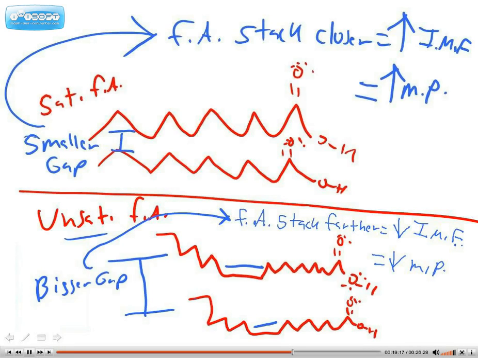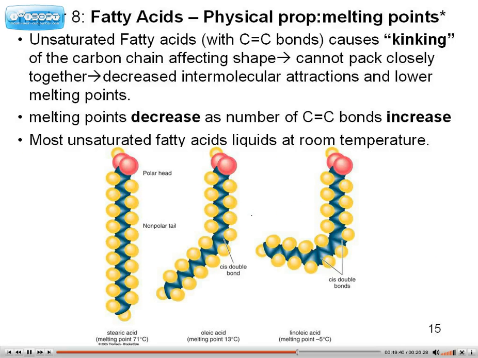So the take-home message in this is the more double bonds you have, the bigger the gap, the farther away the distance between the fatty acids. Consequently, they stack farther away, the lower the intermolecular force, and the lower the melting point. So the melting points decrease as the number of double bonds increase. So they have an inverse relationship. So make sure you know that.